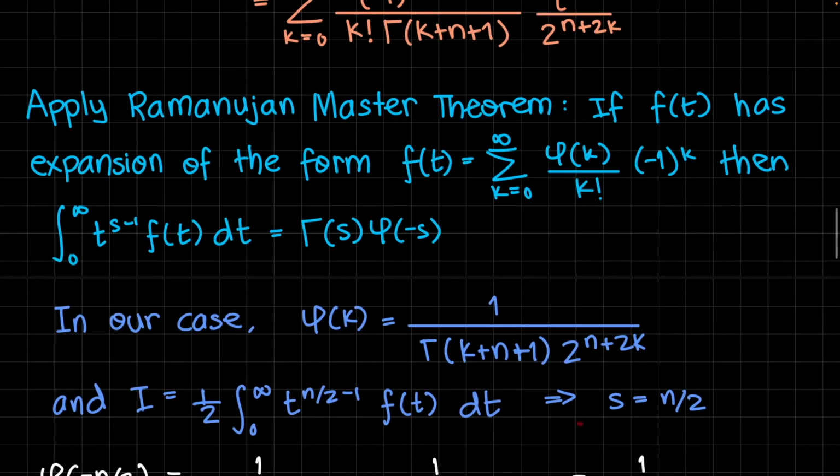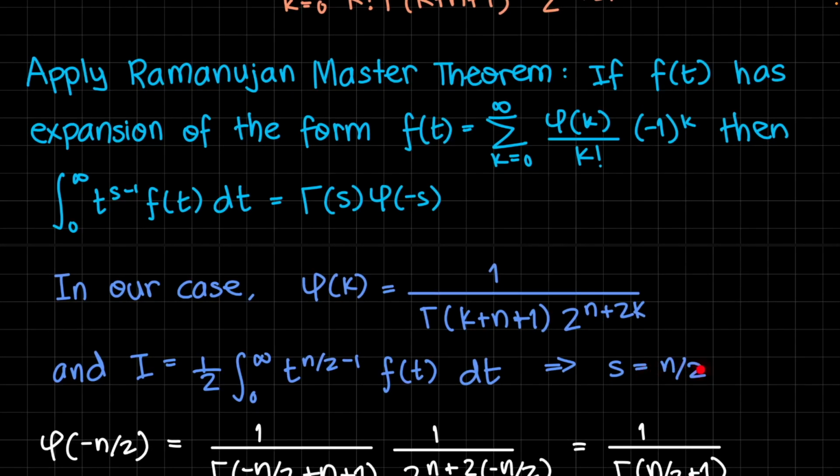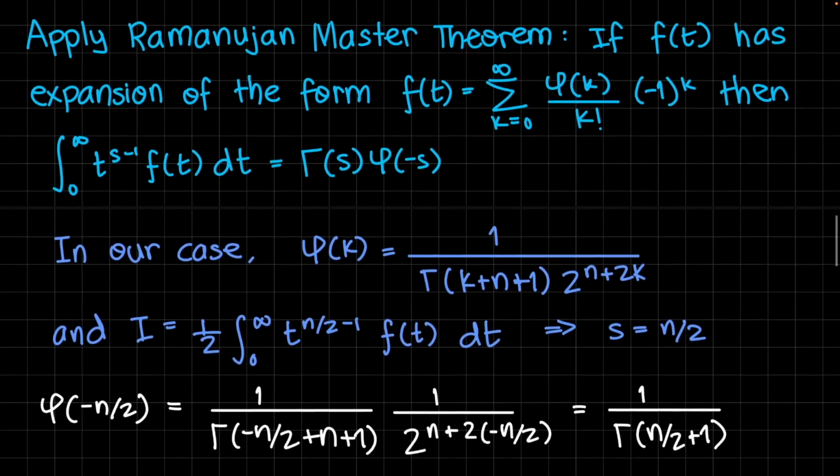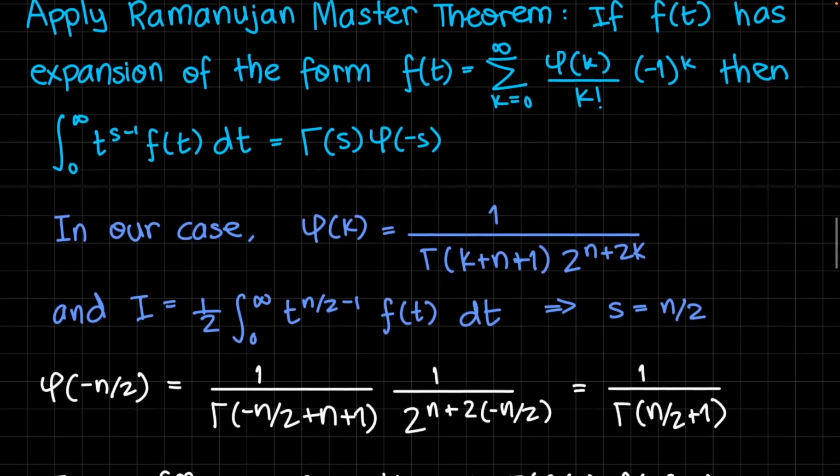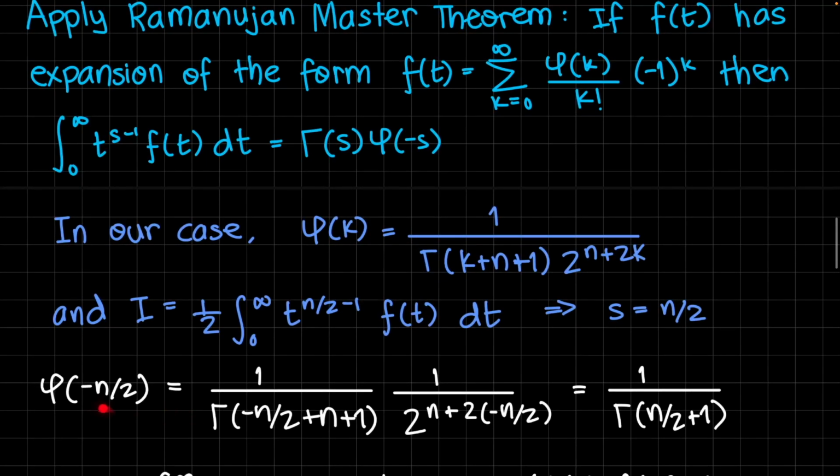It actually fits what we have for the master theorem. We just have that extra factor of 1/2, and instead of s we have n over 2. So we're fixing the value of s equals n over 2 in our master theorem equation. So that means if we plug in s equals n over 2, we can get the right hand side.